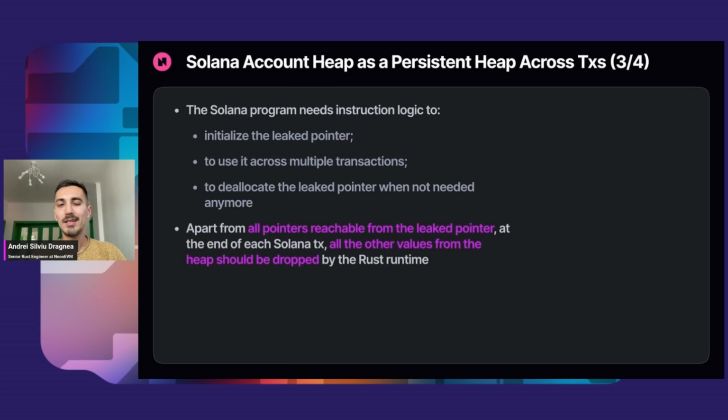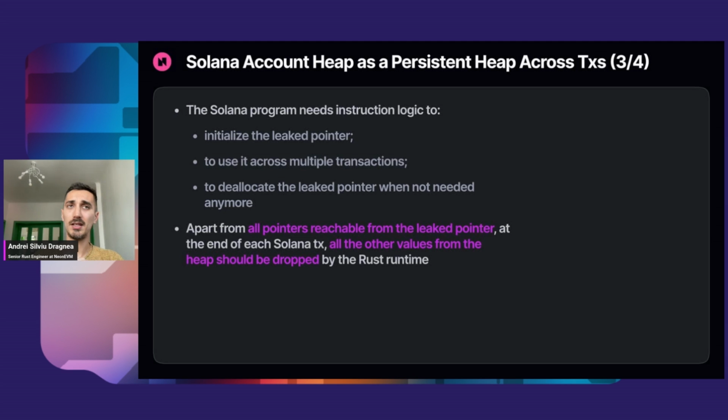Okay, now let's think about what we need in our Solana program in order to access the global state, because so far we only talked about the heap itself, how it's defined, how we use the global alloc trait to install it and everything. So the Solana program needs instruction logic to initialize the linked pointer, to use it across multiple transactions, and to deallocate the linked pointer when not needed anymore.